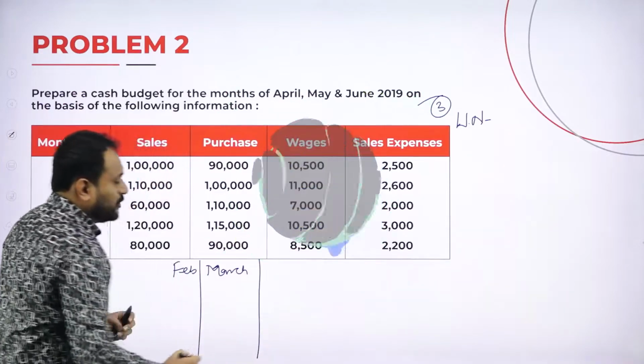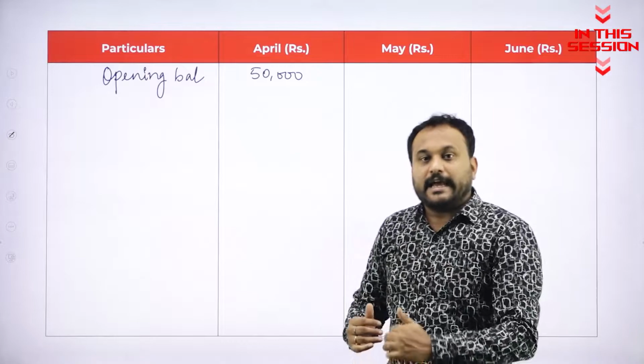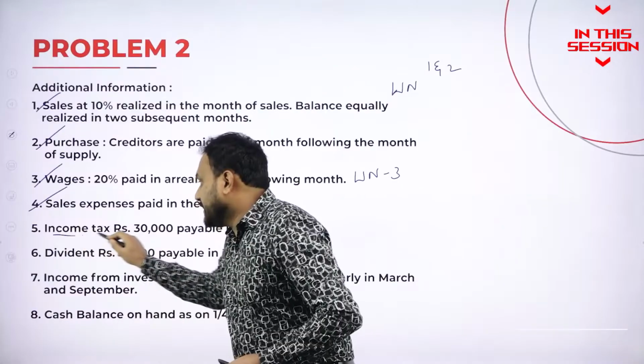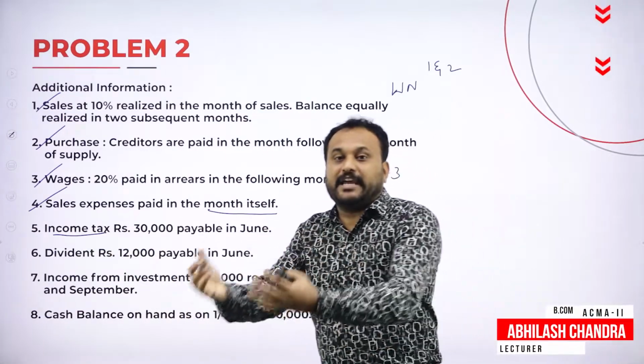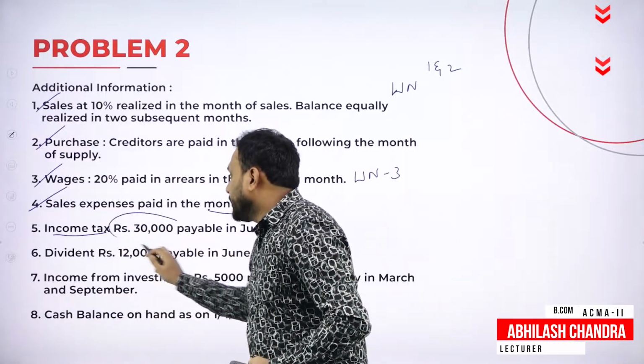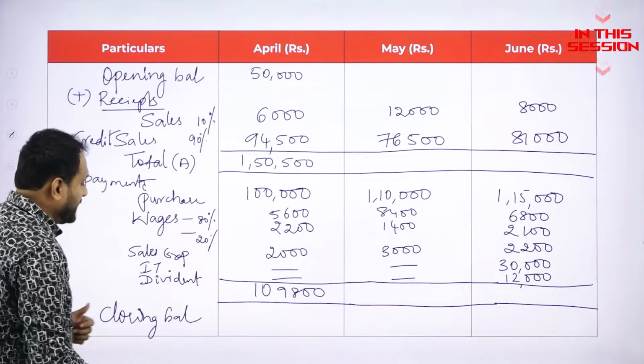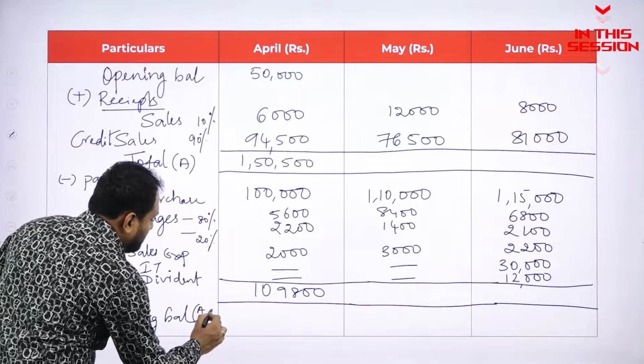See, all the working notes carry 2 marks to 3 marks. So receipt means what? Inflow. And payment means what? Outflow. Income tax. Again, income tax is payable. So I'll write how much? 30,000 rupees. What is this closing balance? It's A minus B.